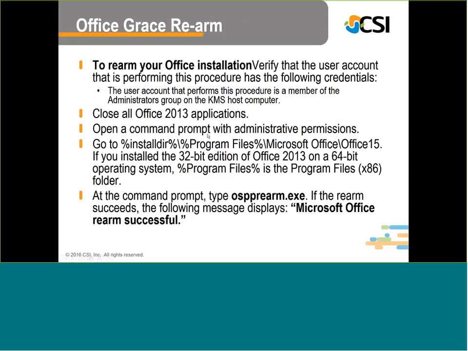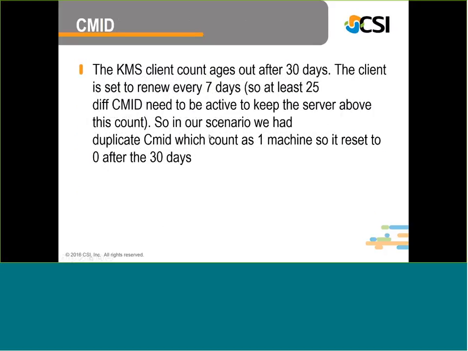manually. Same thing, if you have Office out of grace, you have to rearm it. And again, you go into whichever version Office folder you have, and you type ospp rearm.exe. It'll say rearm successful, reboot, and then it should count against KMS.